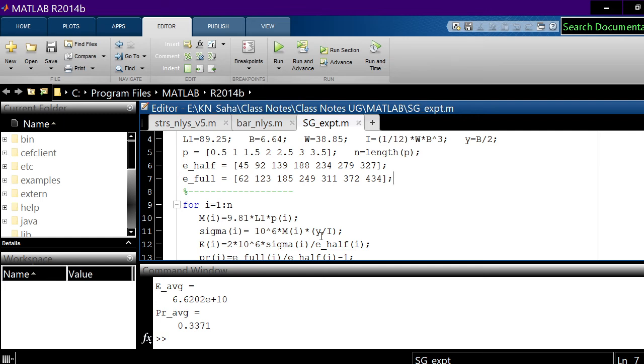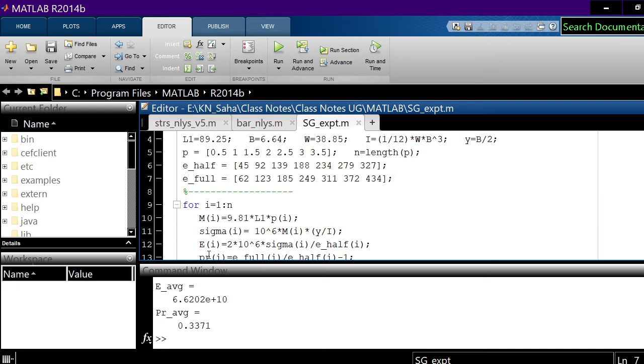So that y value and I value are already calculated here, right? This is our I value, 1/12 width into height cube, and this is our y value, the beam height, beam thickness by 2. Okay. So it is getting these values.